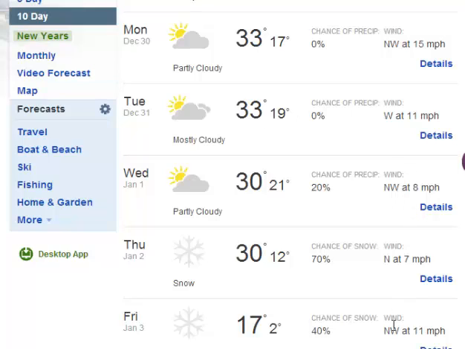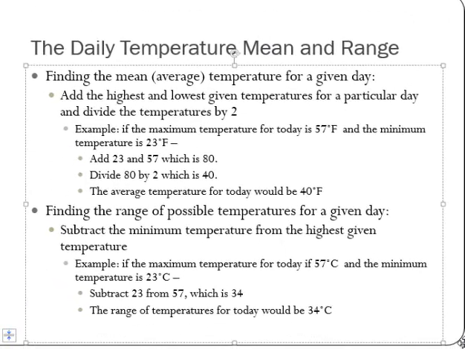If we want to take Friday's high and low, the low is 2 degrees Fahrenheit, then the high is 17 degrees Fahrenheit. So that means the average is 2 plus 17, which is 19, divided by 2, which is 9.5, and the range is 15 degrees. On Thursday, high of 30, low of 12, so the average is 42 divided by 2, which is 21. And the range is 30 minus 12, which is 18 degrees from high to low. Again, fairly simple, but when they report those things in the weather, you should know what those mean.